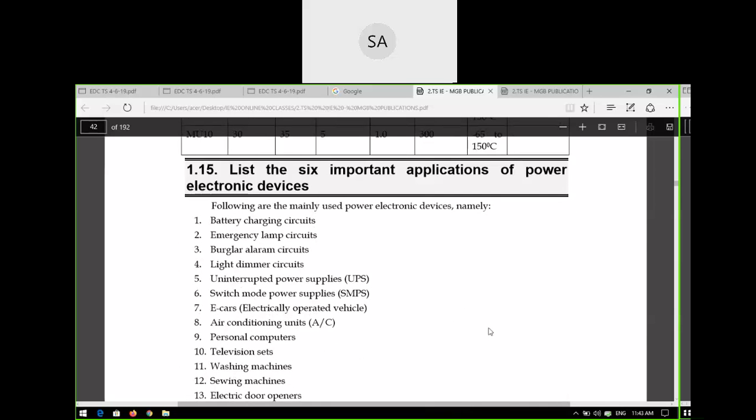So what are the six important applications of power electronic devices? They will directly ask you to list six important applications of power electronic devices, whether it is an SCR, TRIAC, DIAC, SUS or SBS, anything. The major application is battery charging. SCR is used for battery charging. TRIAC also used. DIAC also used.